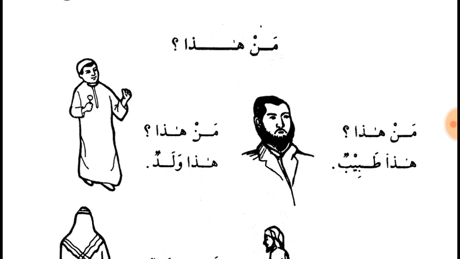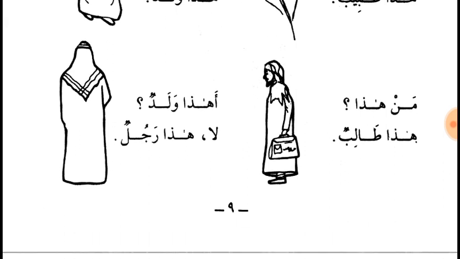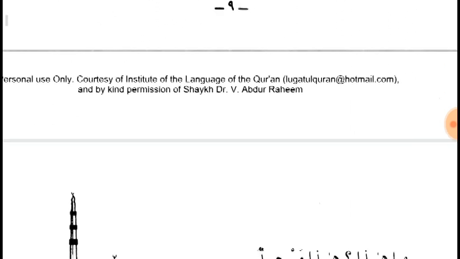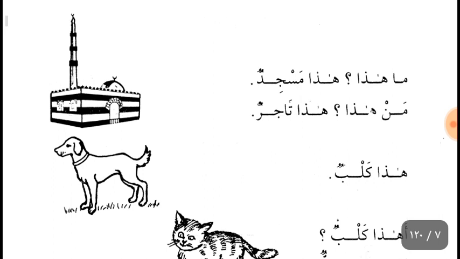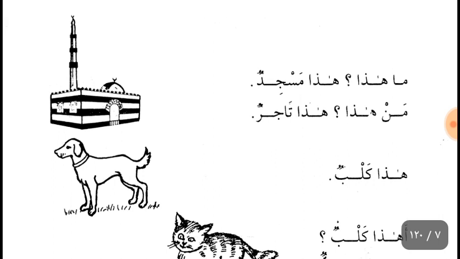من هذا? Who is this? هذا طالب. This is a student. هذا ولد. Is this a boy? لا. هذا رجل. No, this is a man. ما هذا? What is this? هذا مسجد. This is a mosque.